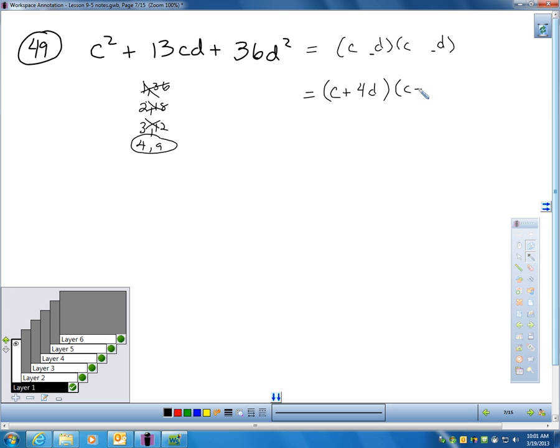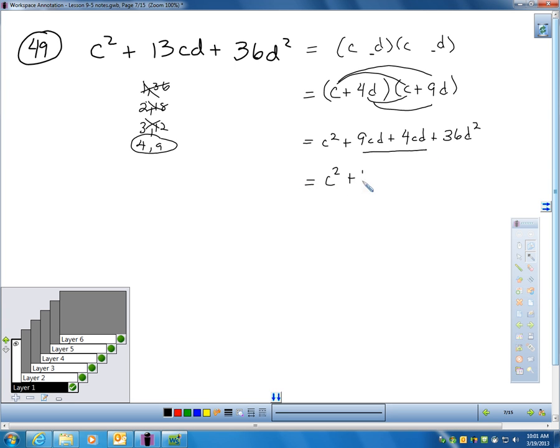and c plus 9d. And just to prove that, if I double distribute, I'm going to get right back to here. c squared. c times 9d is 9cd. And 4d times c is 4cd. And 4d times 9d is 36d squared. And when I combine like terms, which I'm underlining, there is my 13cd. And can you see how I'm getting right back to where we started? Okay, very simple process.